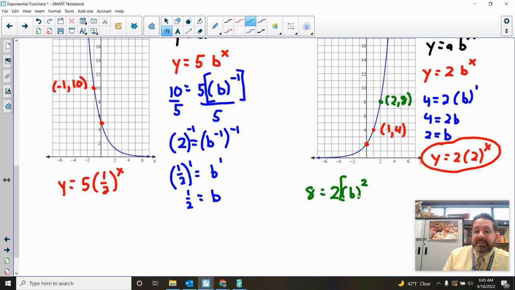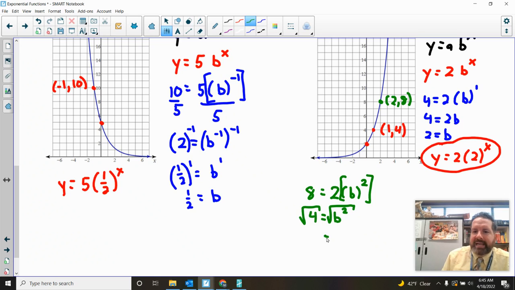I want to get this by itself, just like we did over here. So divide by that 2. I've got 4 equals b to the second. The trickier thing is that when you've got now a b to the second, I think you've done this before in a class. If you haven't, here's how you get rid of an exponent of 2. That's what a square root is for.